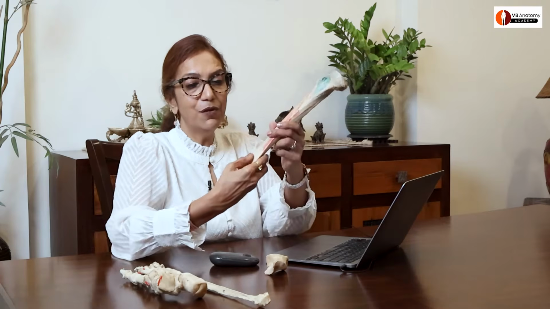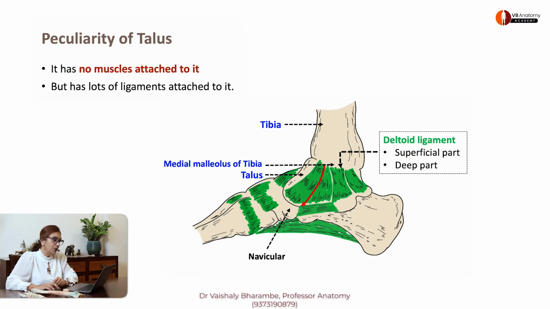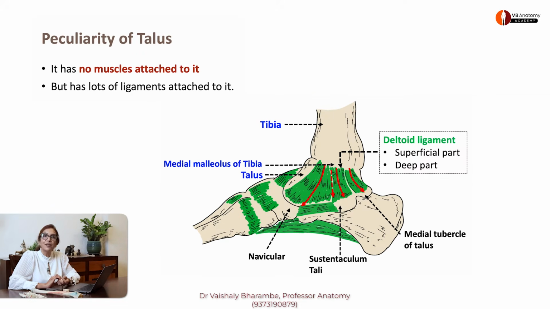Superficial part extending from the tip of the medial malleolus of tibia down to the navicular, down to the sustentaculum tali, down to the medial tubercle of talus. If you go deeper to this, there is one part that goes to the medial surface of talus. That's the deep part. All these parts together form a very important ligament of your ankle joint called the deltoid ligament, superficial and deep.